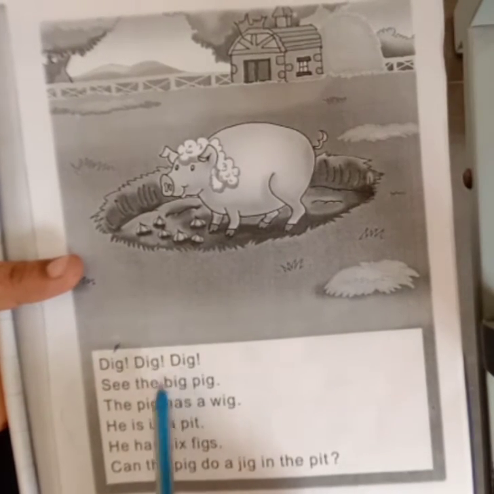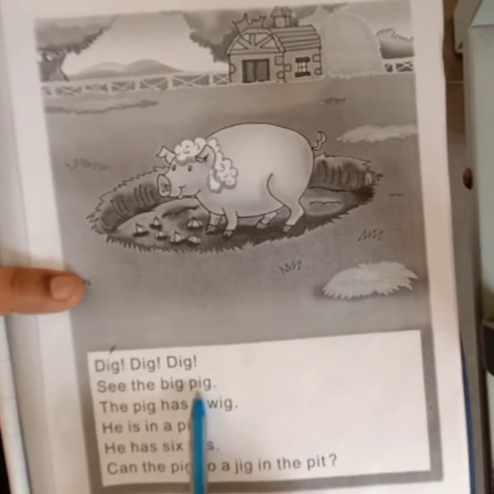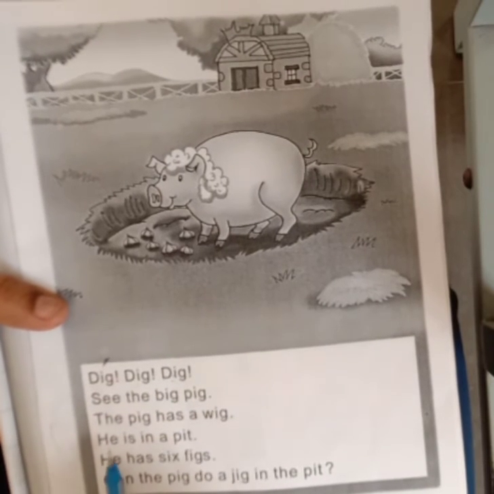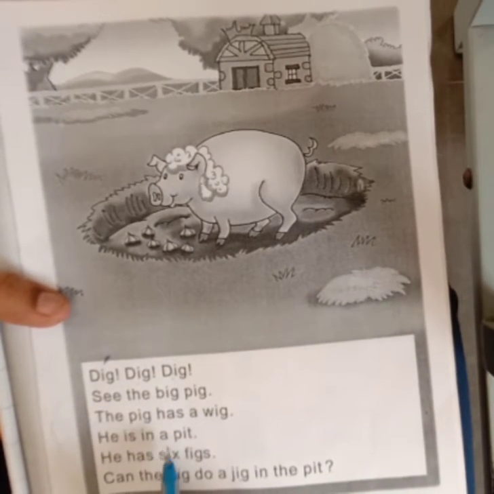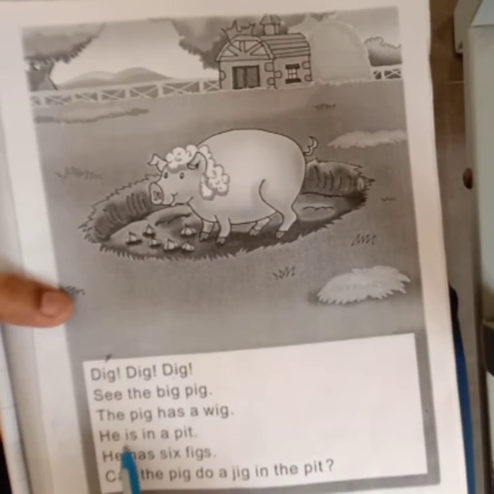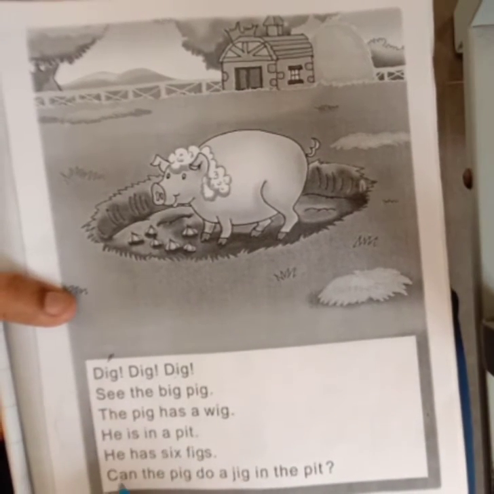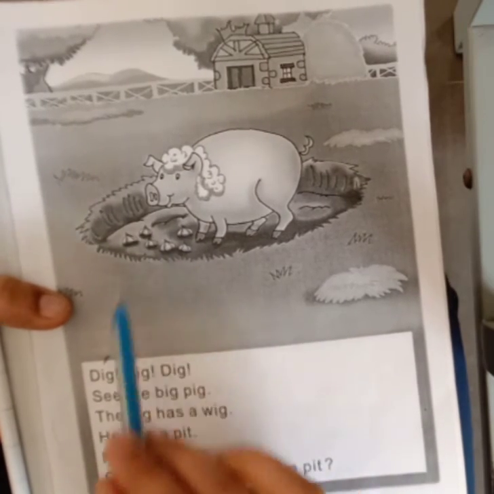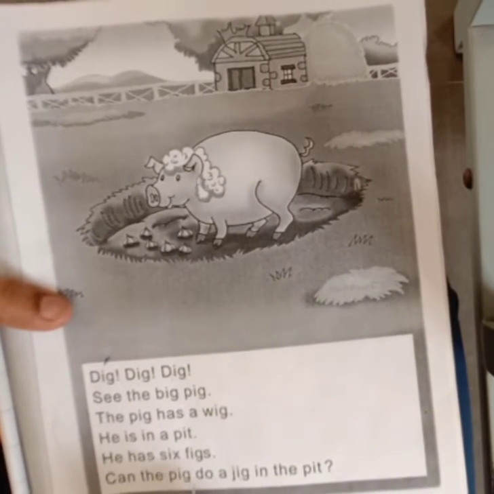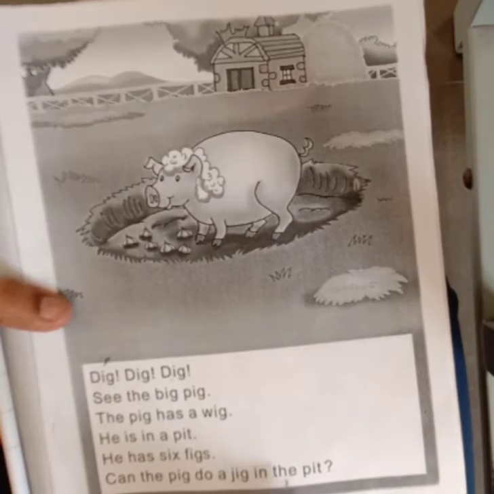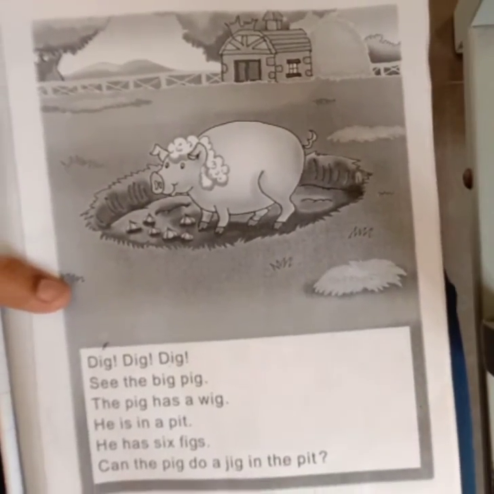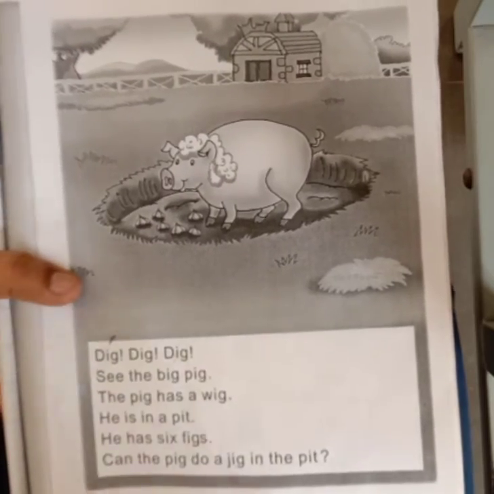Dig, dig, dig. See the big pig. The pig has a wig. He is in a pit. In means inside. He has six figs. Can the pig do a jig in the pit? No, it's not possible.